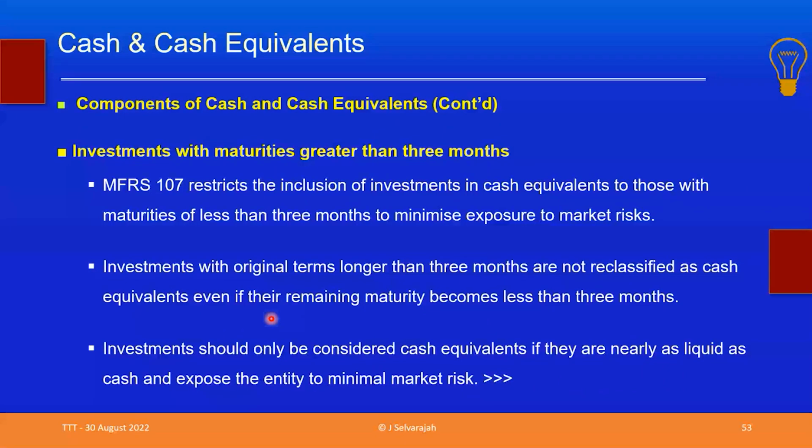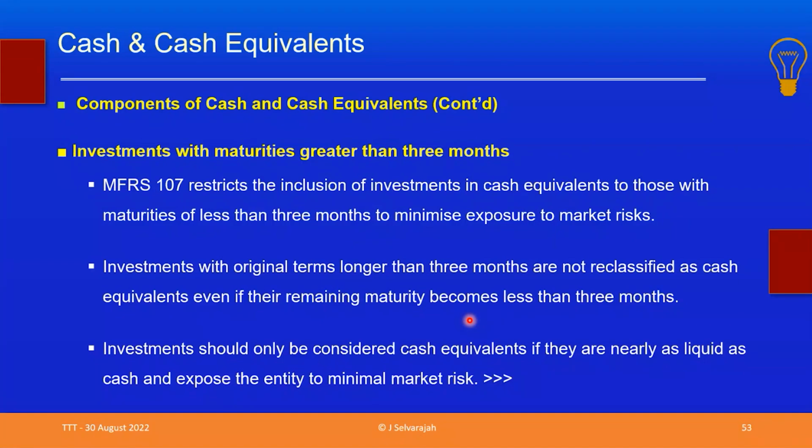Now, what happens if you come towards the end and you put this investment sometime in, say, November? So next year, 2 years on, 31st December, you are closing your accounts. Can you do a cash flow statement? Oh, this is going to mature in about 2 months' time. Is it cash and cash equivalent? The standards say no, because you can see this: investment with original term longer than 3 months, our example is 2 years, are not reclassified as cash equivalent, even if their remaining maturity is only 3 months left.